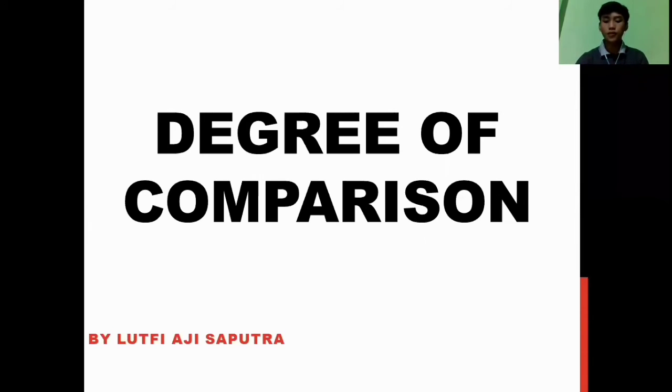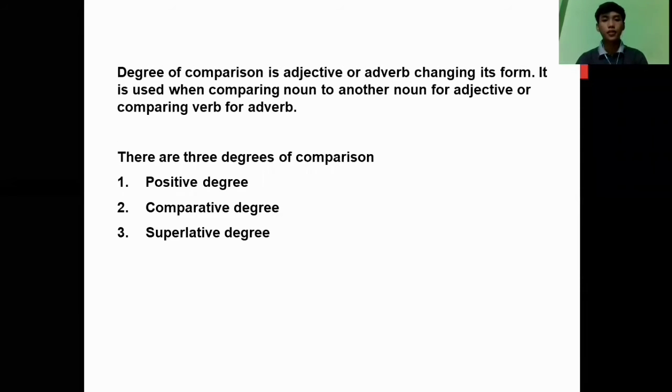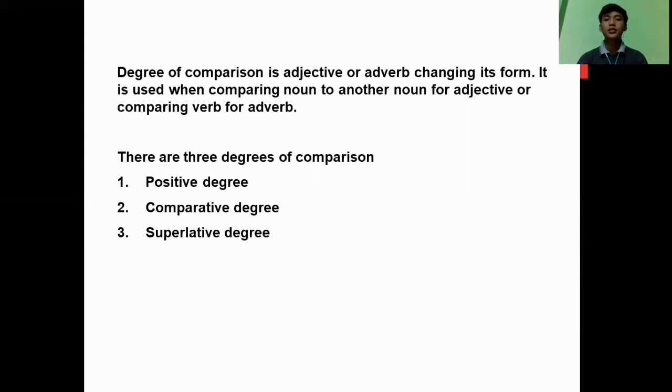So, what is degree of comparison? Degree of comparison is an adjective or adverb changing its form. It is used when comparing a noun to another noun for adjective, or comparing verbs for adverb. There are 3 degrees of comparison. First, positive degree. Second, comparative degree, and the third is superlative degree.